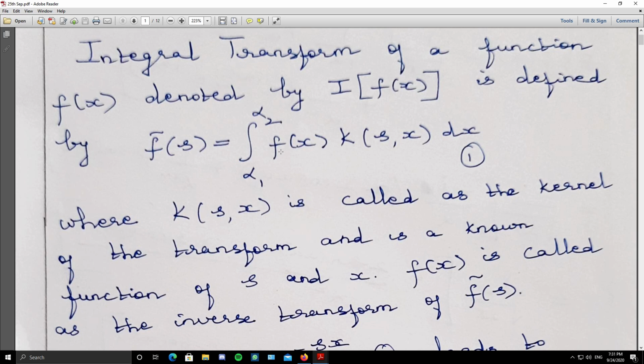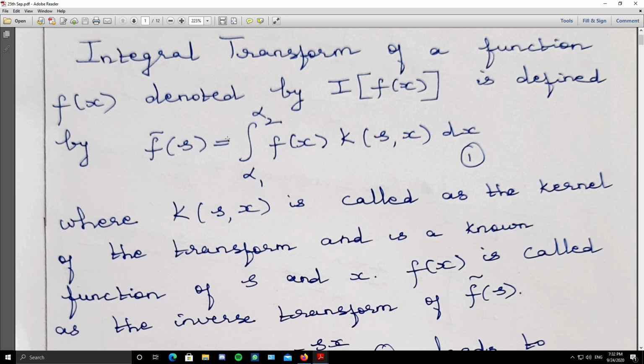Just like addition and subtraction, if you have addition, the reverse operation is subtraction. Same way, if f of x is known, then you can find the transform. If you have the transform function, you can get back the function itself. So f of x is called the inverse transform of f bar of s.